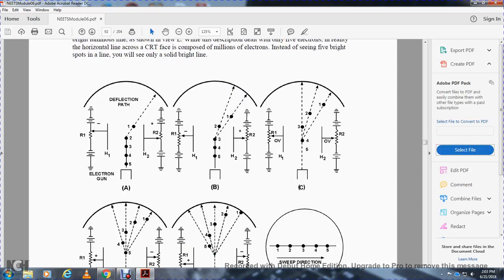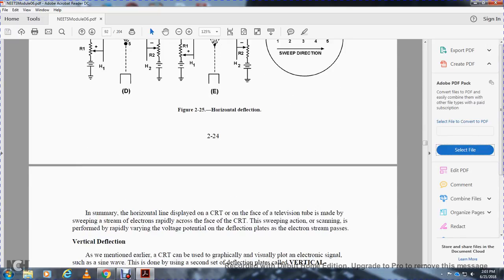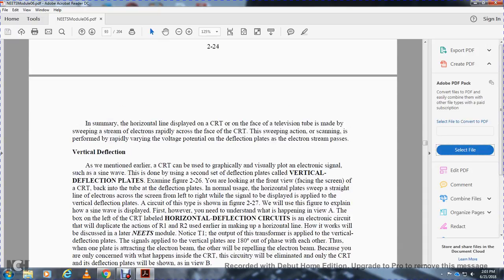Spots 1, 2, 3, 4, 5 shoot to the left as the resistors are adjusted, which is the horizontal deflection, the sweeping direction. In summary, the horizontal line displayed on the face of the cathode ray tube is made by a stream of electrons sweeping rapidly across the face of the tube.